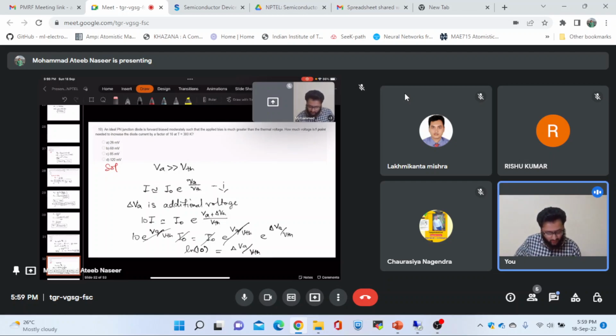So now the value of ln 10 we have to multiply by VTH. The value of VTH is 26 millivolts, so this will come out approximately equal to 60 millivolts. As said by someone correctly in the chat, it will come out to be equal to 60 millivolt. So this is the right option to go with, 60 millivolts.